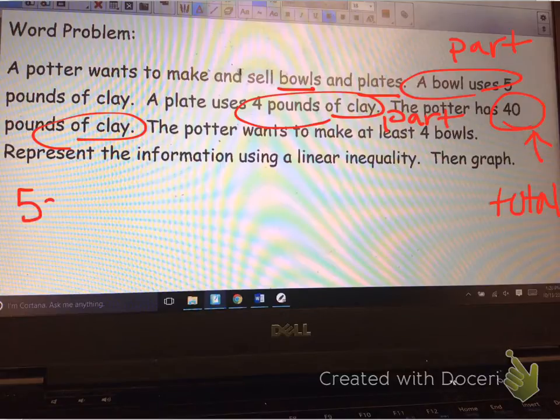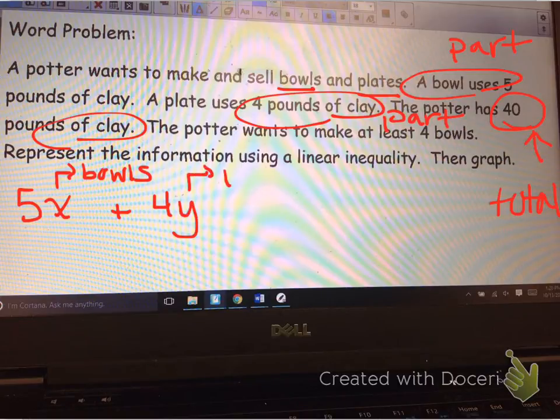5x, so x is my bowls, plus 4y, where y is my plates. So it's 5 pounds per bowl and 4 pounds per plate. I have 40 pounds of clay. This would make up a total of 40 pounds.